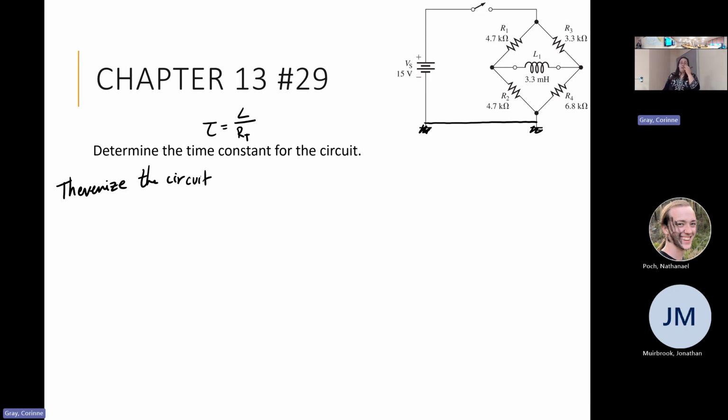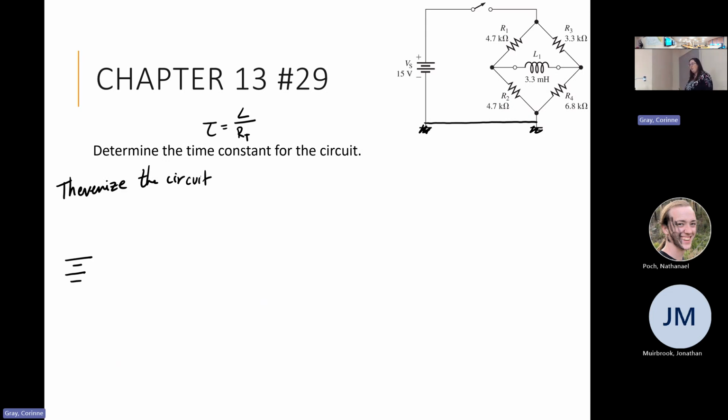So if you want to talk about it outside of class, I will be happy to do so. But because we're not going to do this, if you're okay with it, I'll just ask you to trust me. And we'll see what the Thevenization of the circuit looks like. Sound okay? Okay.